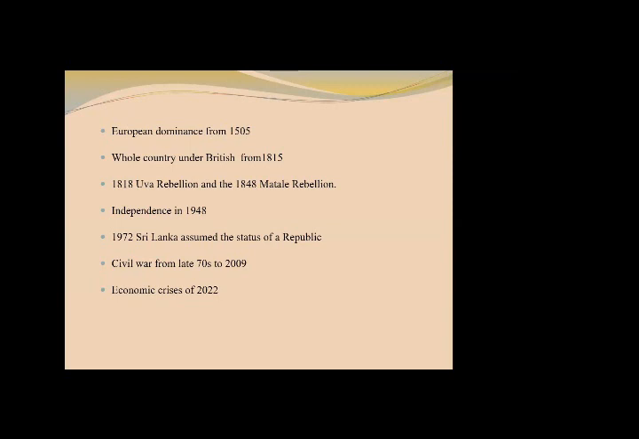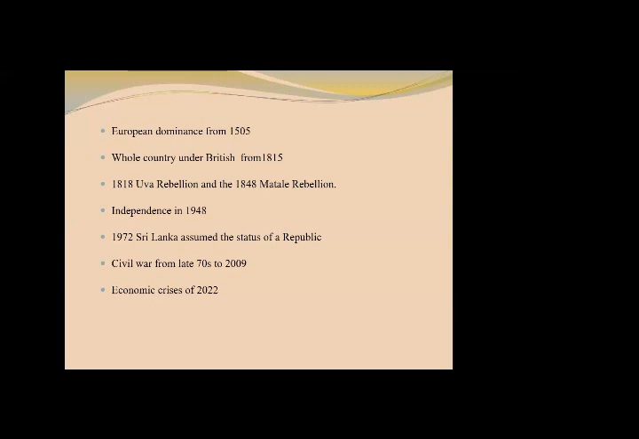Then came 1815, when the British took over the whole country. And from 1815 till our independence, we were under the British rulers. So there are influences all along in our society.